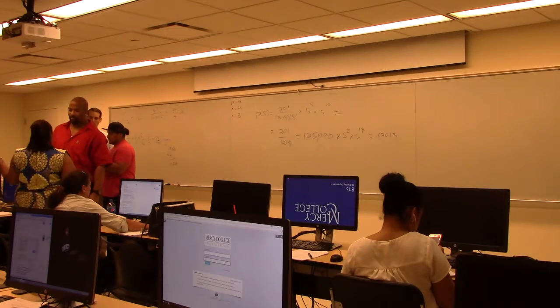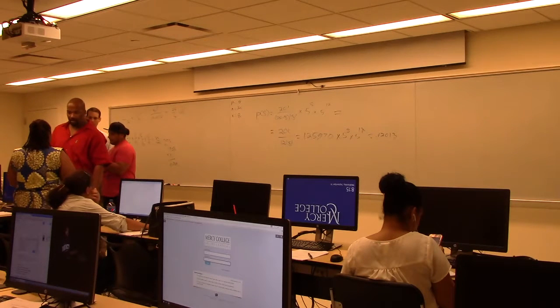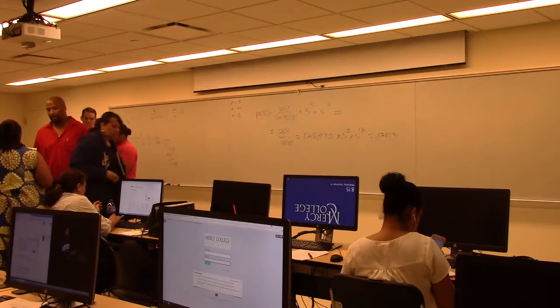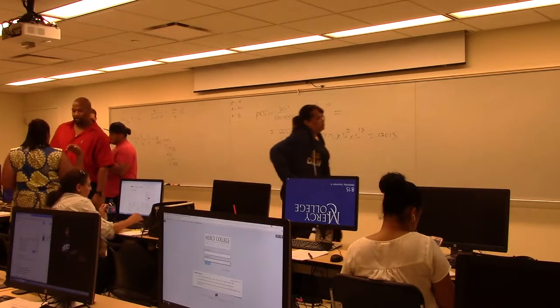Right. So anything raised to 0, this is 1, it just cancels out. So all you're left with is 0.42 raised to the 4th. Which is the same as 0.42 times 0.42 times 0.42 times 0.42.